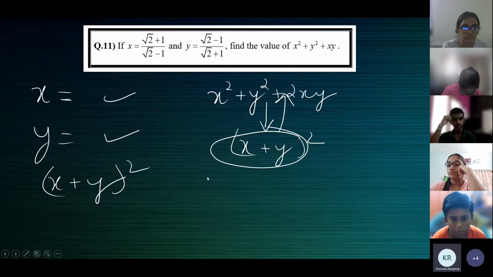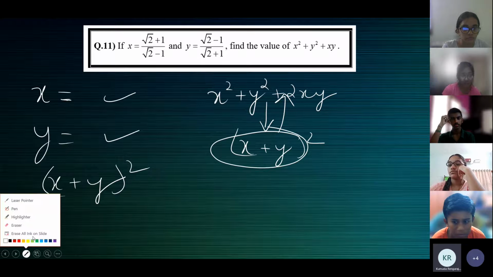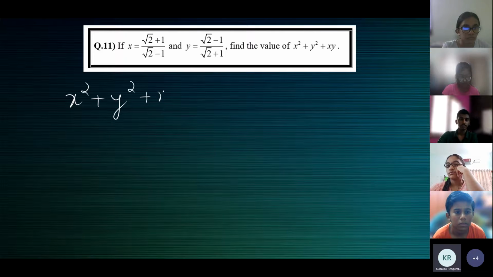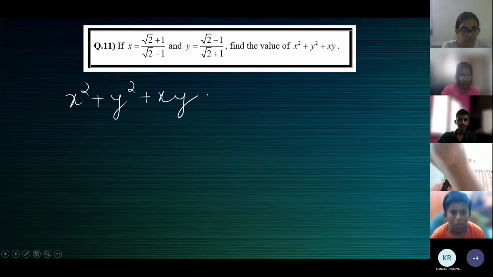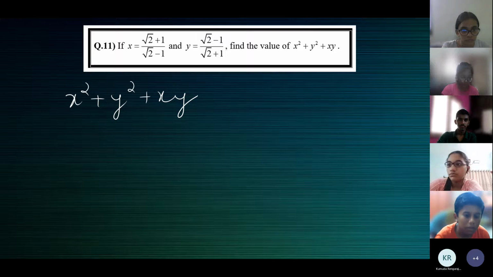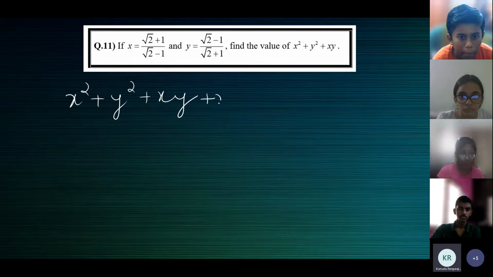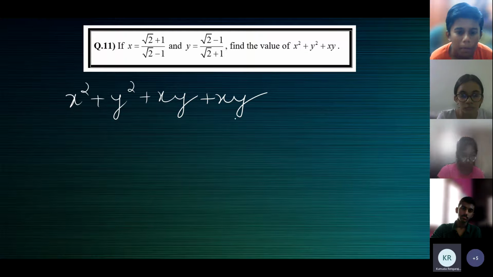So it is like this. But in this question, instead of 2xy, I have only xy. I want to make it 2xy. It's only xy, I want it to be 2xy. So what should I do? How can I get 2xy? What should be added to this expression to get 2xy? Add an xy. If you add xy, it will become 2xy.